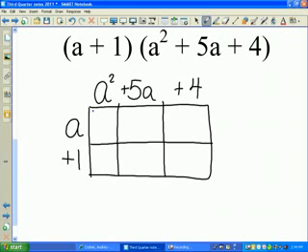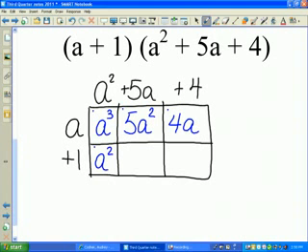So to fill in this box, I have to multiply a squared times a, which gives me a to the third. To fill this box, I have to multiply 5a times a, which gives me 5a squared. For this box, I'm multiplying a positive 4 and a, which gives me 4a. This box, I'm multiplying a squared times 1, which simply gives me a squared. This box here, I multiply 5a times 1, which gives me 5a. And to fill the last square, I multiply 4 and 1, which simply gives me 4.